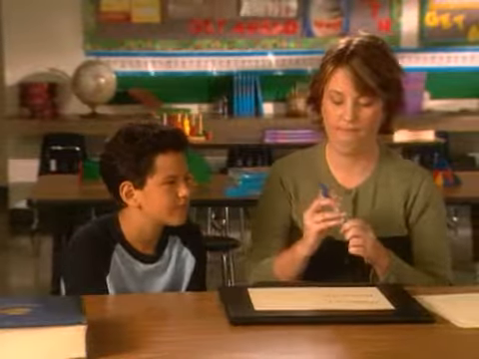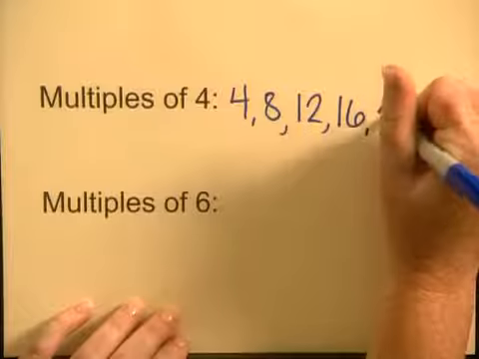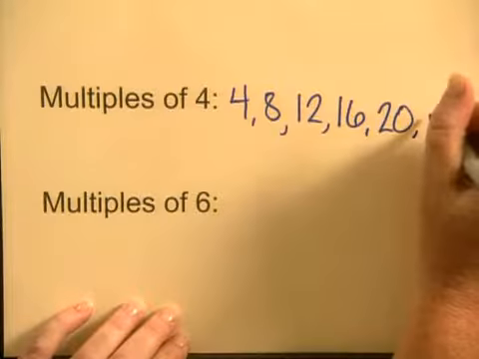Last up, least common multiple. To find the least common multiple, you want to find the smallest number that's a multiple of the two numbers you've started with. Let's start with 4 and 6. What's 4 times 1? 4. And 4 times 2? 8. And 4 times 3? 12. And 4 times 4? 16. 4 times 5? 20. And 4 times 6? 24.